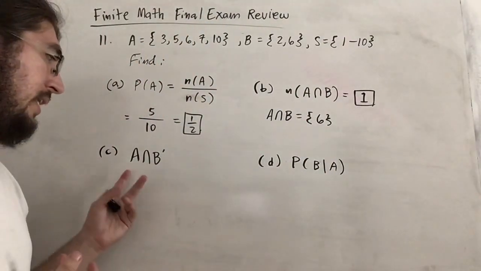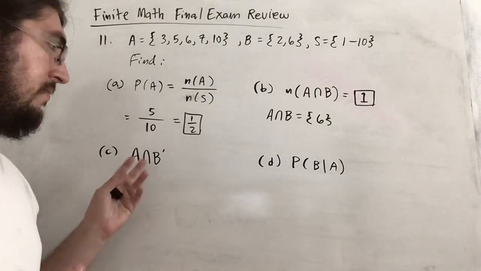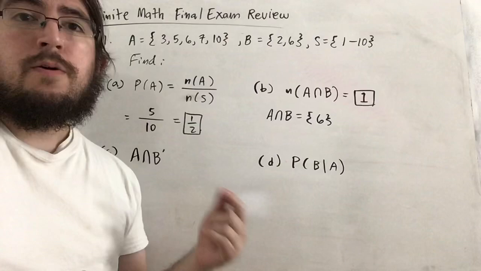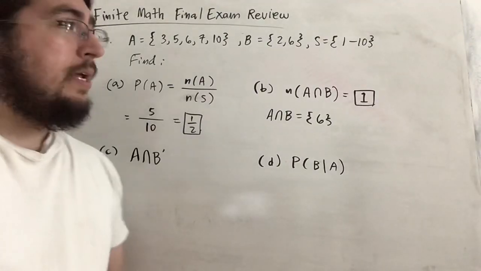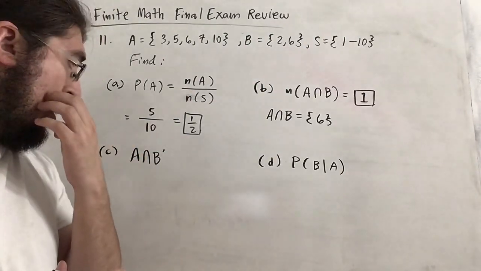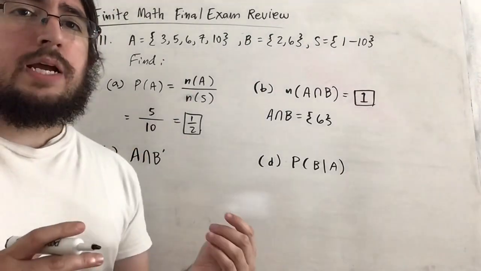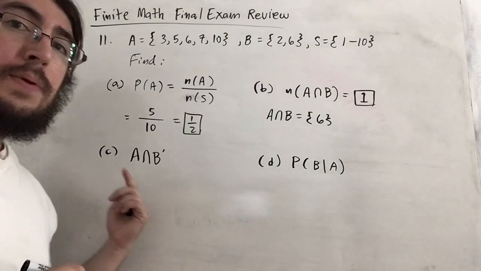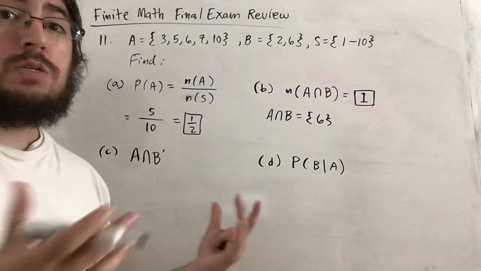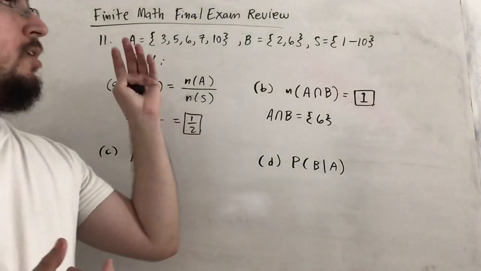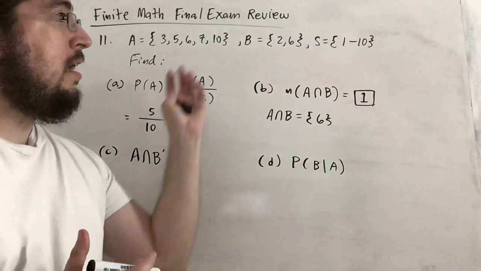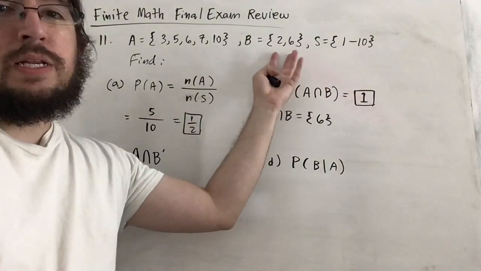Now, C is a similar kind of problem. We still have an intersection, but it's A intersect B prime, which means the complement of B. Now, if you want to create a Venn diagram, you can view it from that perspective, I guess. But really what we're doing is this. We're trying to look at all things that are in A, but also not in B. Because B complement means things outside of the set B. So outside of B, but still in the sample space S, of course, because that's our universal set, would be 1 through 10, excluding 2 and 6.